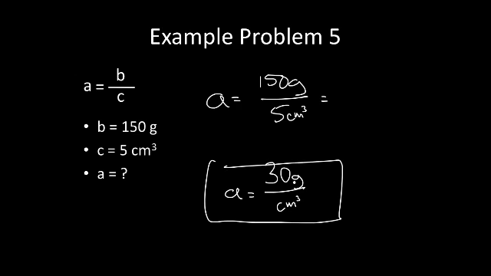Now, notice here that I just simplified the number. 5 goes into 150 30 times. But I left the grams and I left the cubic centimeters because at no point did I cancel any units out. So really, there's no difference between this problem and problem number 1 other than I threw units in here. And you'll see the same thing with problems 6 through 8.